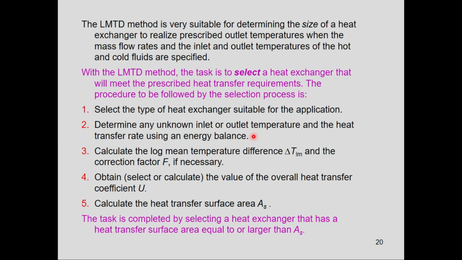So the second step is to apply the energy balance to determine the unknown inlet or outlet temperatures and the heat transfer rate. Third is to calculate the log mean temperature difference, that is delta T LM, right? And you have to determine the correction factor as well, because LMTD is determined only for the simplified geometry, and for different configurations, or for multi shell pass or multi tube passes, you have to determine the value of the correction factor as well. So the third step is to determine the log mean temperature difference and the correction factor.